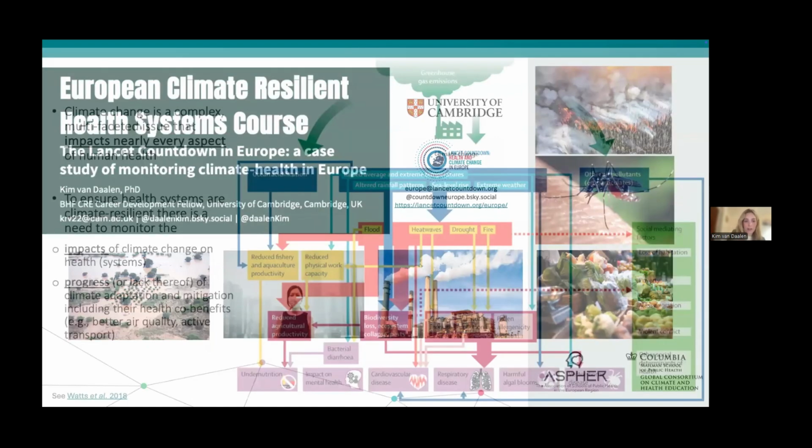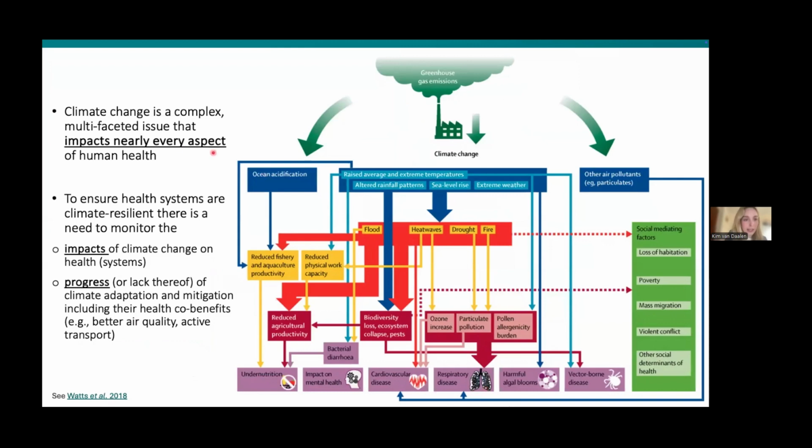So overall, we all know that climate change is a very complex and multifaceted issue that impacts nearly every single aspect of human health. Think about undernutrition, impacts on mental health, cardiovascular disease, vector-borne disease. I think there's almost no health outcome that we can think of that is not impacted in one way or another by the environment or by climatic variables.